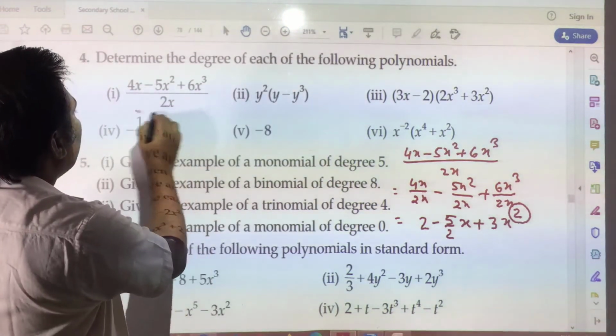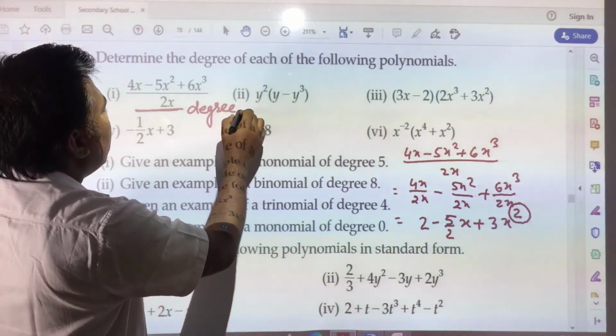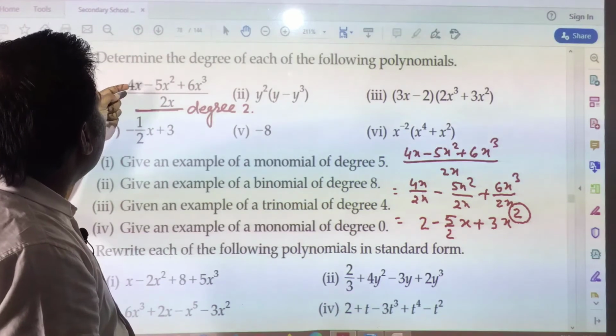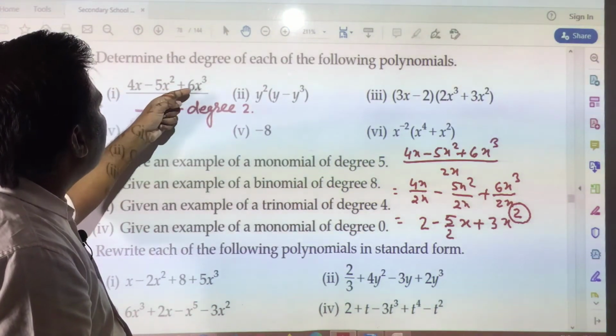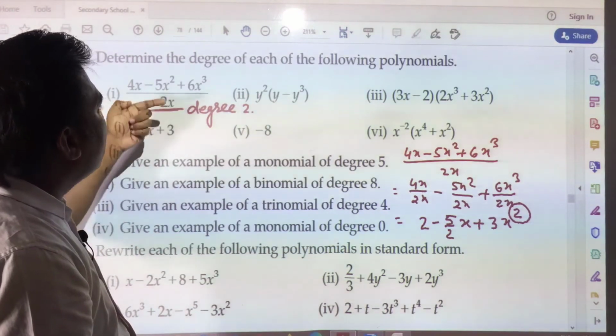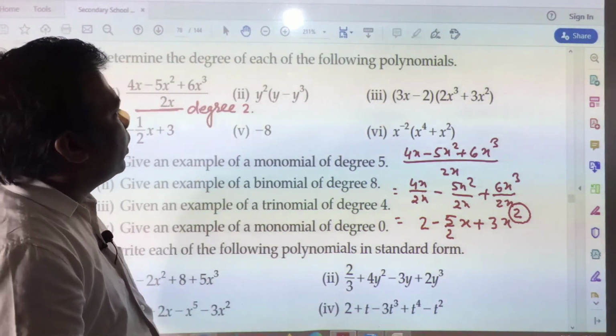So, in first polynomial degree is what? 2, degree is 2. So, how will you write? In the given expression 4x minus 5x square plus 6x cube whole by 2x, the degree is 2. In this way answer is required to be written.